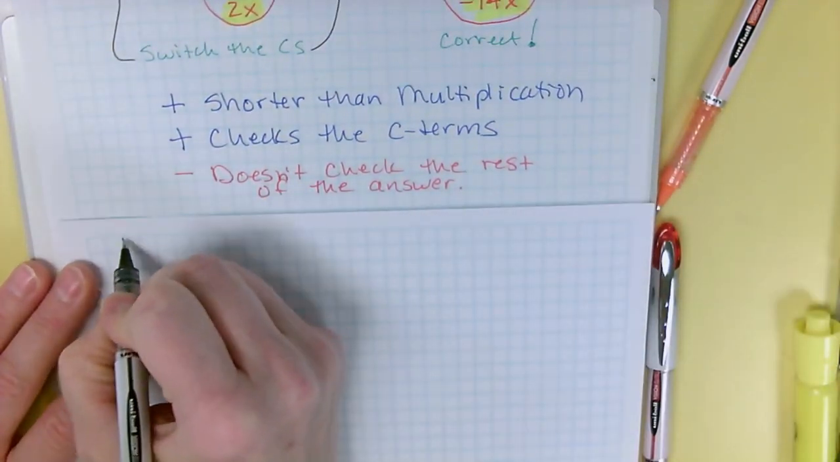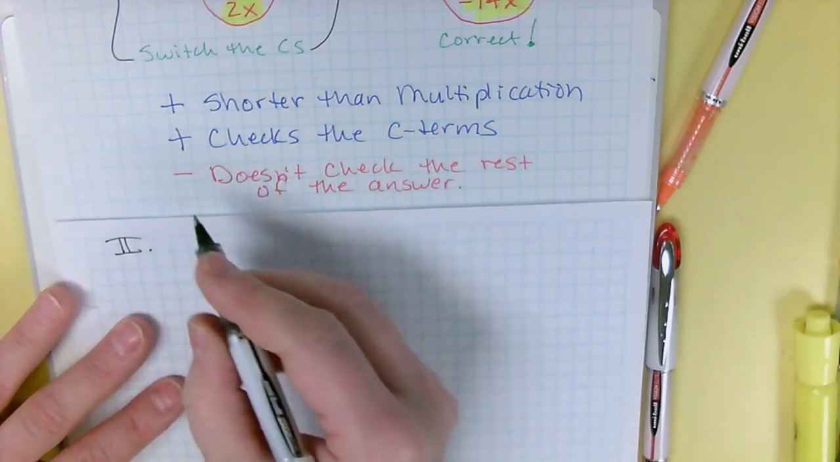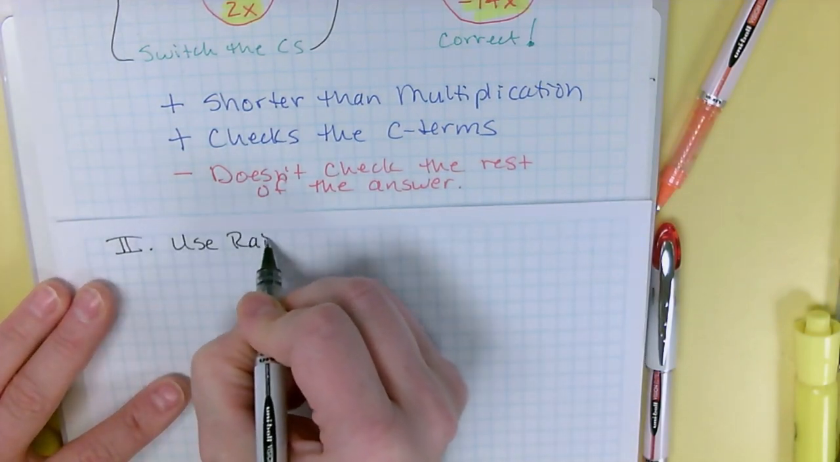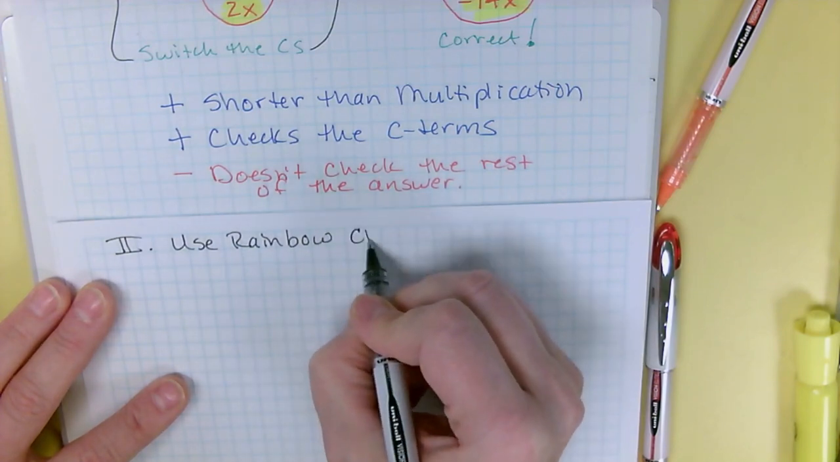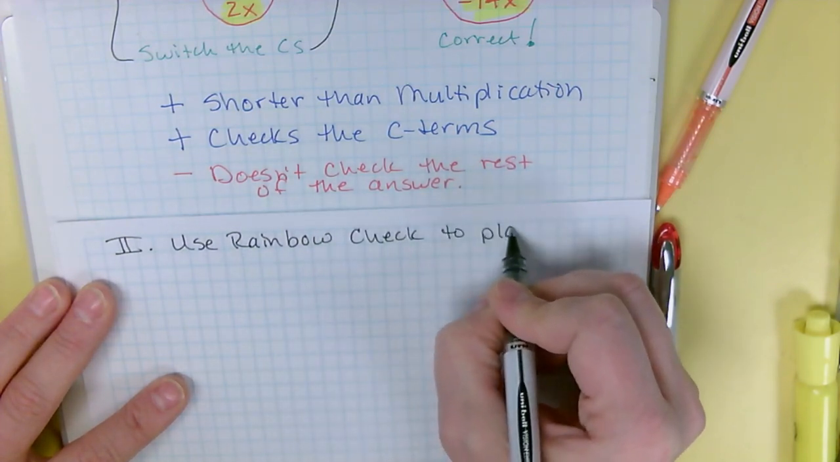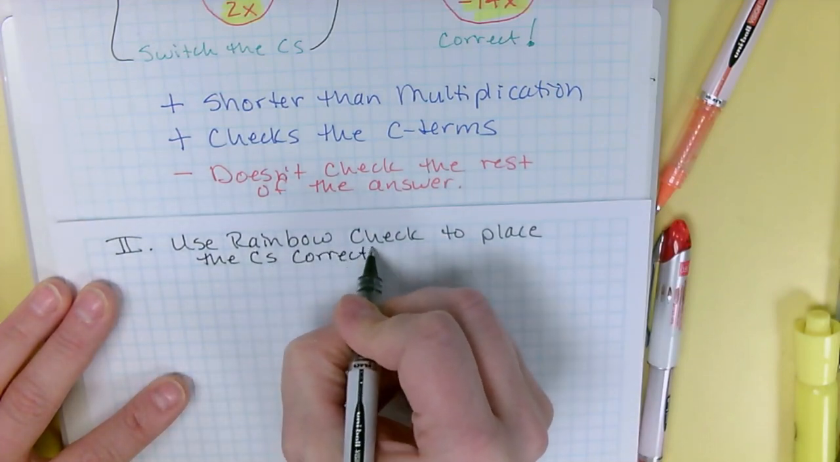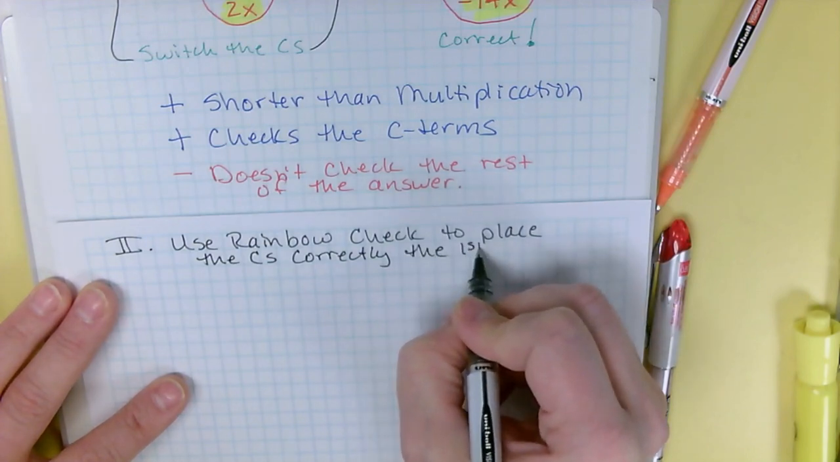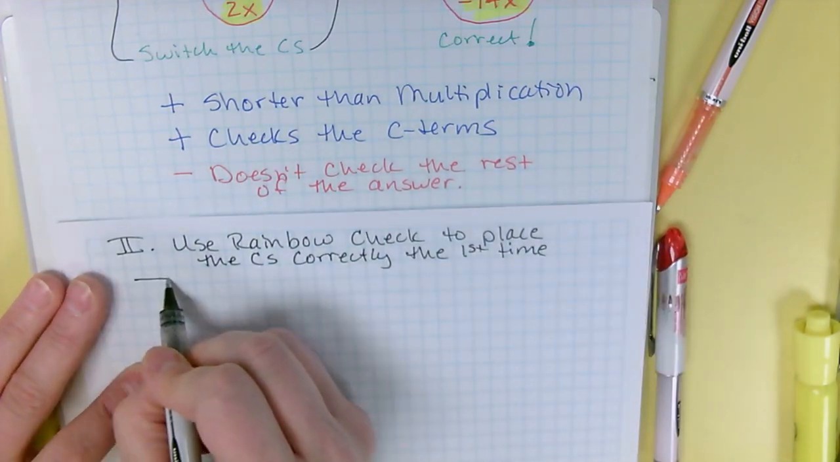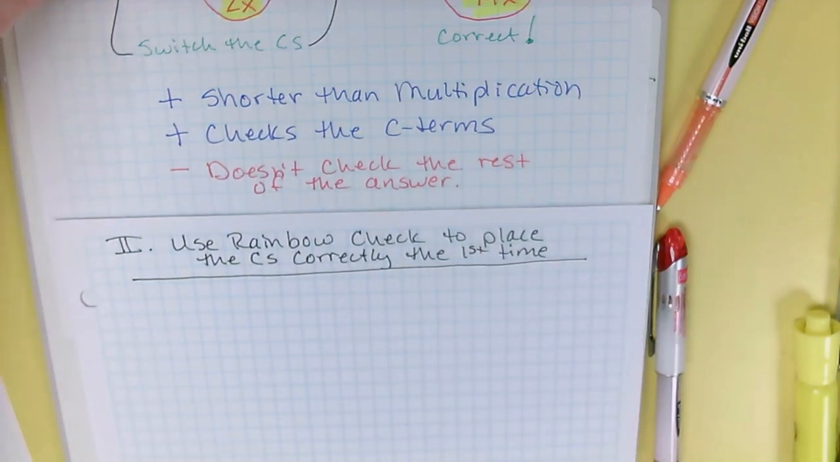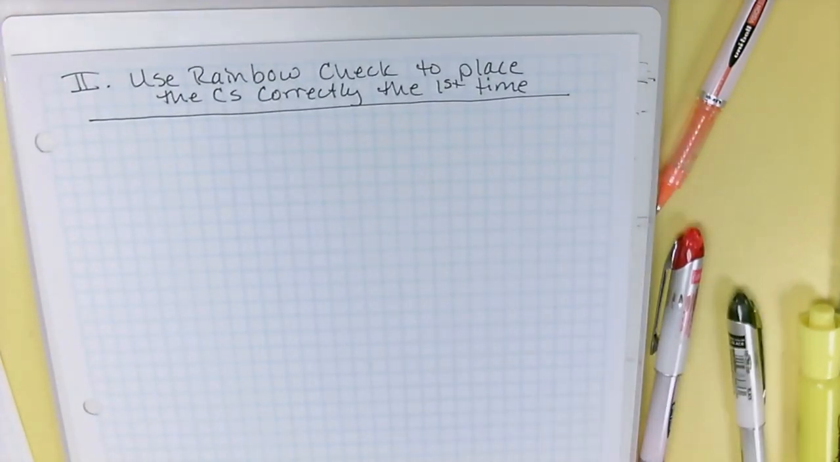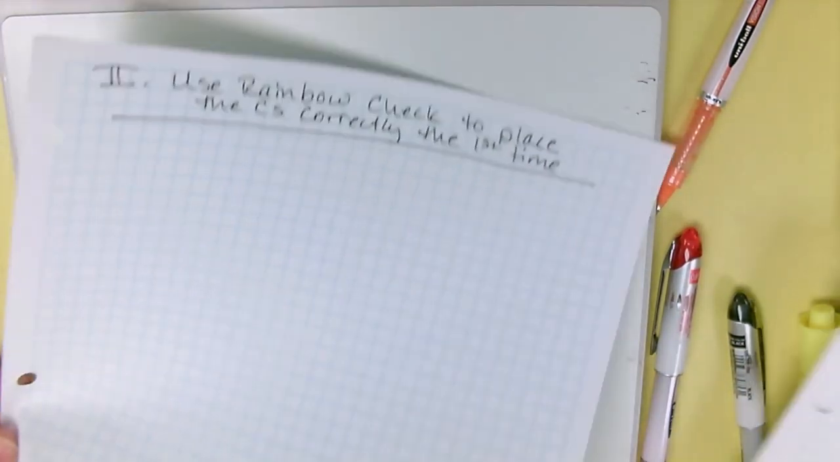I'm going to go to my next page here, Roman numeral 2. Okay, what we're going to do is we're going to use the rainbow check to place the C's correctly the first time. So that's got to hold some interest for you. So we're going to use rainbow check to place the C's correctly the very first time. So this will actually eliminate the need to check it all, which is nice.